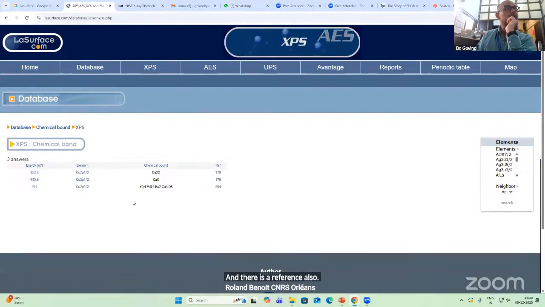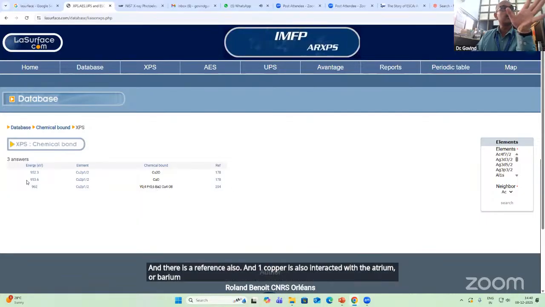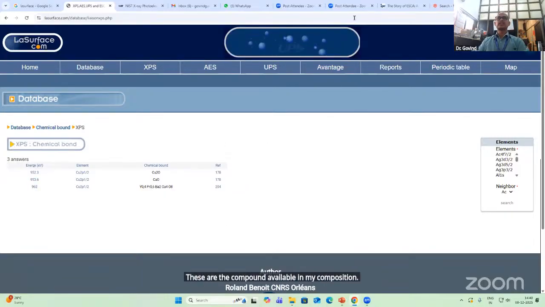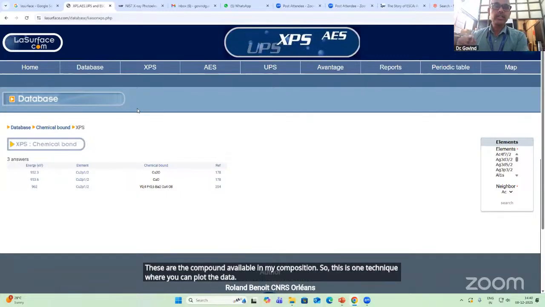And copper also interacts with yttrium or barium, so that you can also identify. These are the compounds available in my composition. So this is one technique where you can plot the data. Now you have the database.